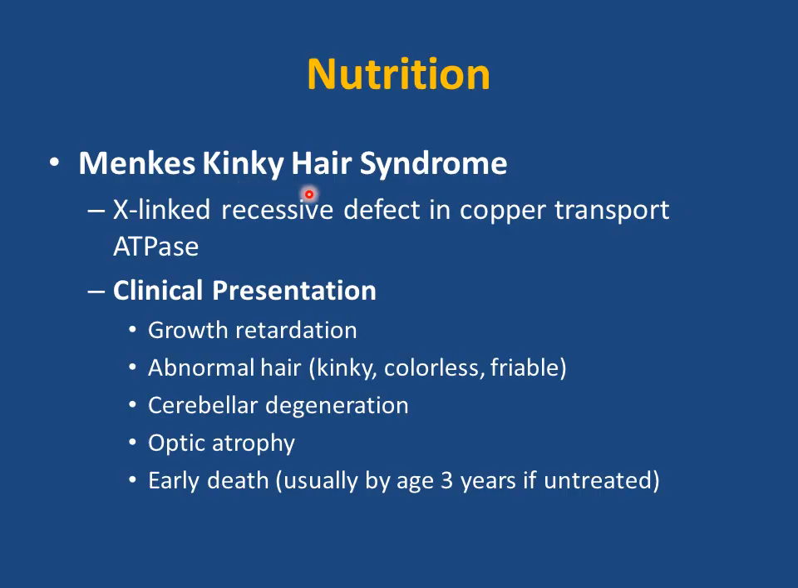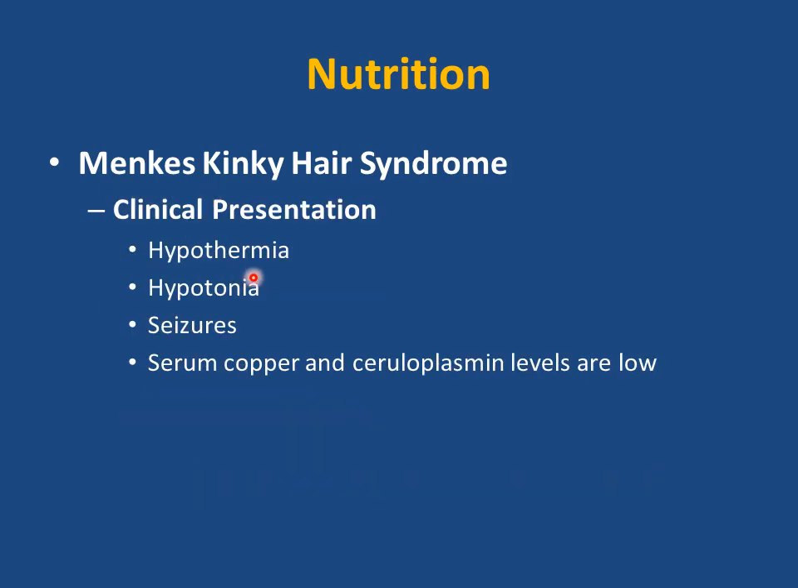Menkes kinky hair syndrome. It is an X-linked recessive defect in the copper transport ATPase. The clinical presentation: growth retardation, abnormal hair, kinky, colorless, and friable, cerebellar degeneration, optic atrophy, early death if untreated in the first 3 years. Also, they present with hypothermia, hypotonia, seizures, and the serum copper and ceruloplasmin at this point are low. You can prevent the progression of this disease by giving copper early in the neonatal period, subcutaneously on a daily basis for life.